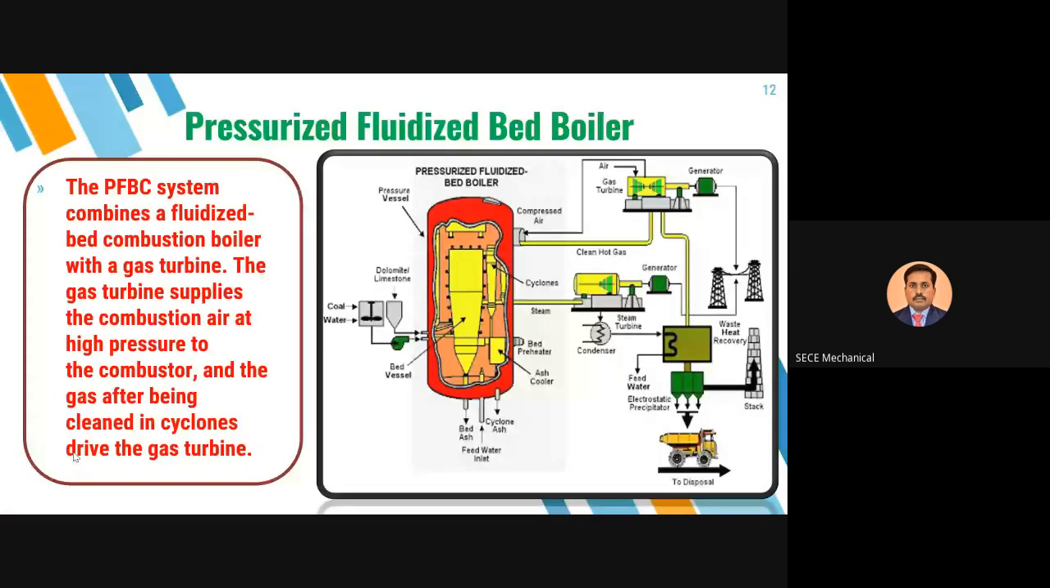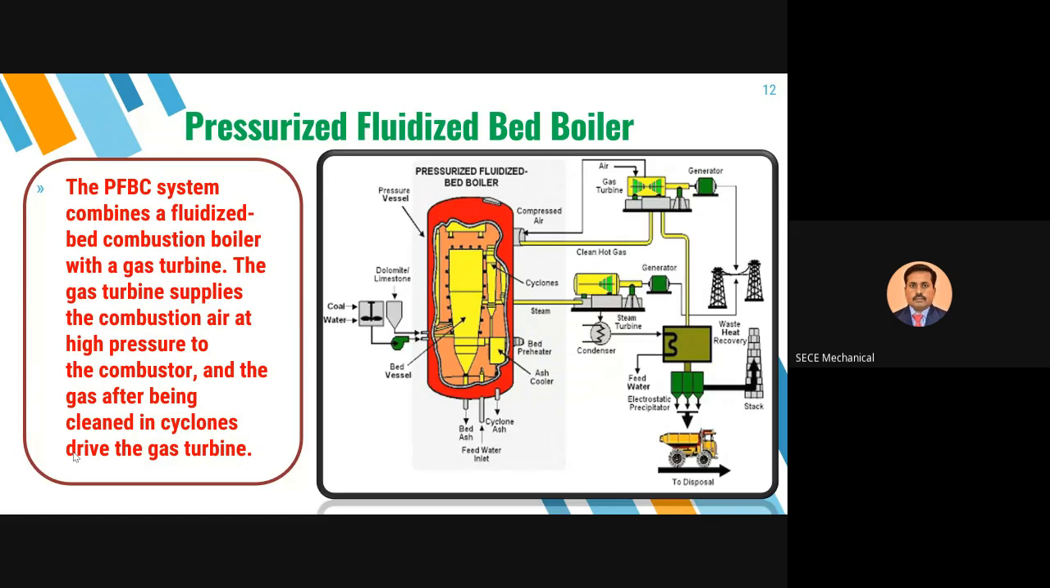Next, the last type of fluidized bed boiler is the pressurized fluidized bed boiler. In the first boiler, the fluidized bed, only air and coal are mixed and create the fluidized effect. In the second case, a cyclonic container is introduced along with this fluidized bed. And the third one is the pressurized fluidized bed boiler. In this, a gas turbine is also combined with your furnace area.